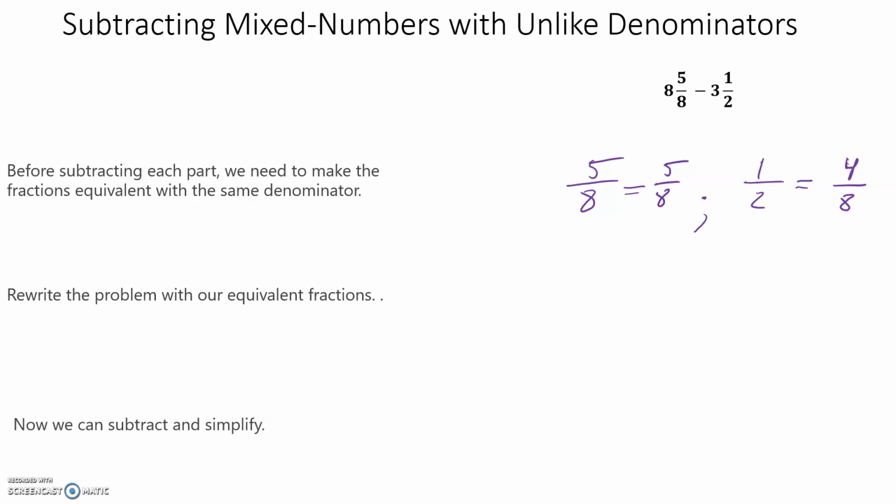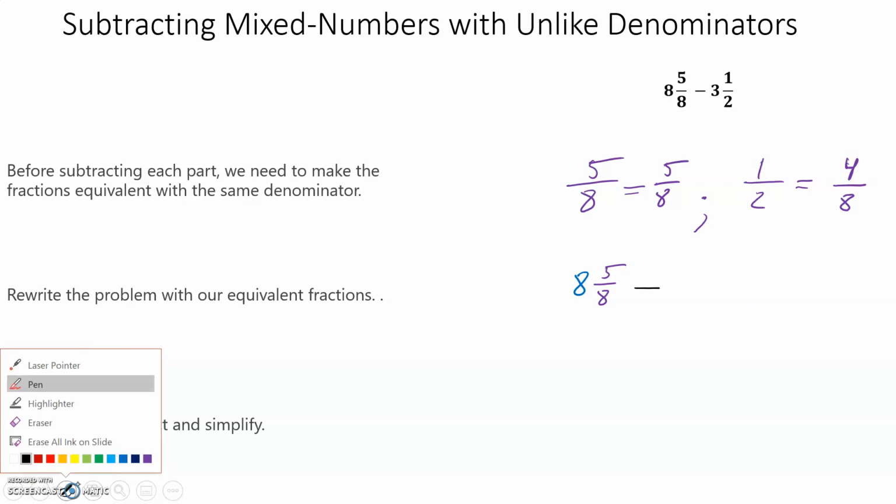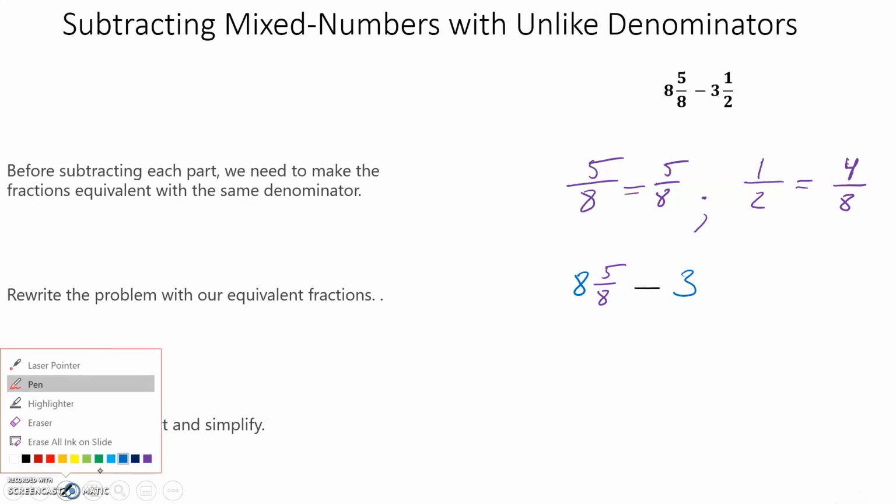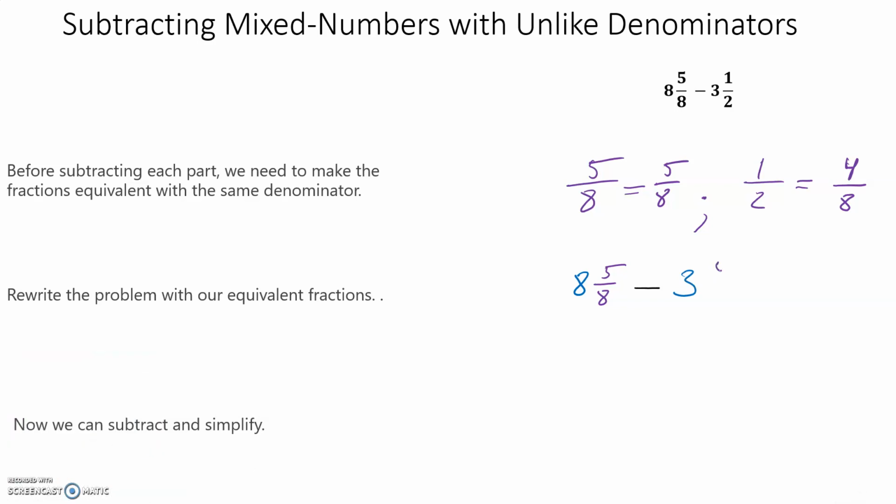Now I'm going to go ahead and rewrite the problem with the equivalent fractions. And so I have 8 and 5/8 minus 3 and 1/2. Or I'm sorry, 4/8. Okay, and now I go ahead and start following my rules that I did yesterday.